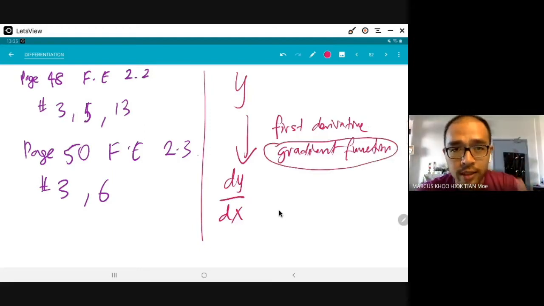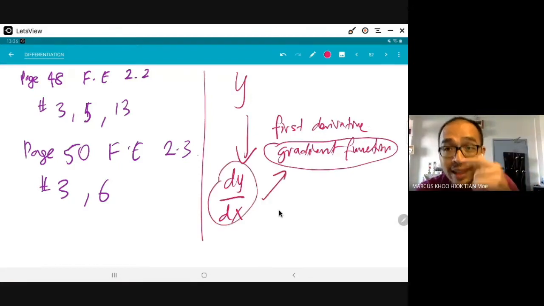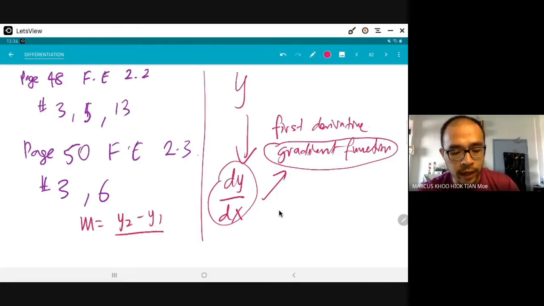When we first started this chapter, I said that whenever you find dy dx, whatever that equation is, that is called the gradient equation. So if you substitute the value of x into the dy dx, you will get the value of the gradient. Previously, in coordinate geometry, we learned that gradient is y2 minus y1 over x2 minus x1. This is the very boring way of finding gradient.